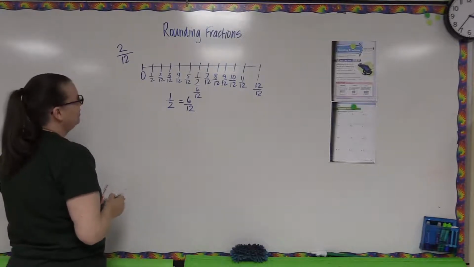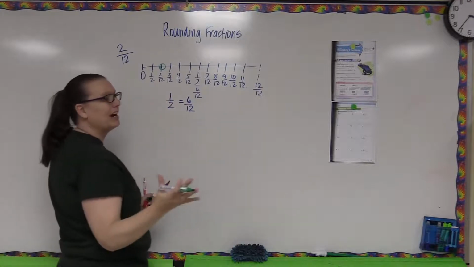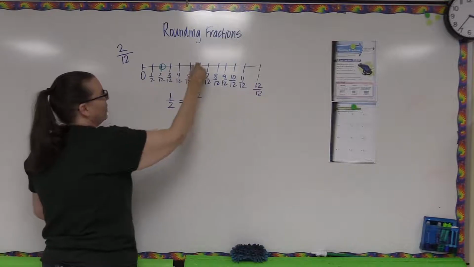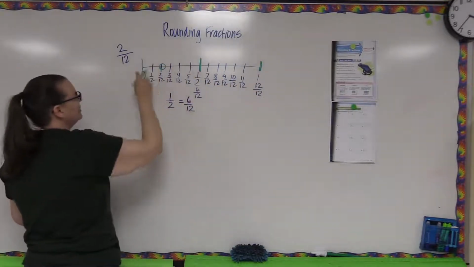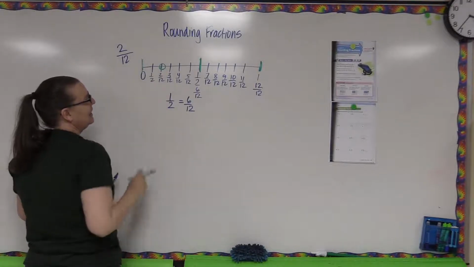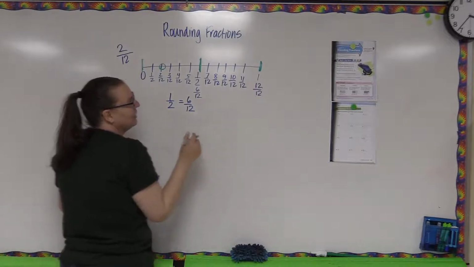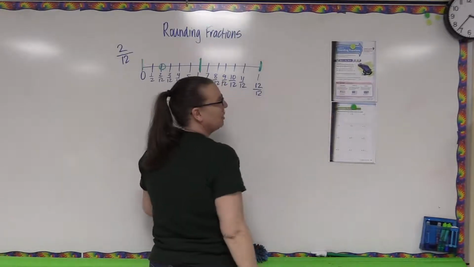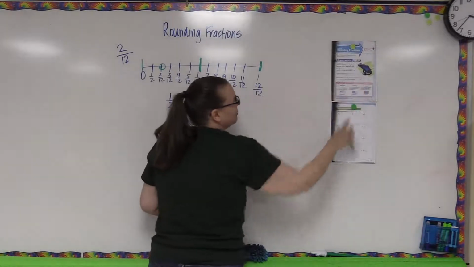So if we're looking at this number line and we need to go to 2/12, here it is. By graphing it on a number line, we can see, is it closer to 0, which is over here, 1/2, which is here, or 1, which is here. Well, just looking at this fraction, we can see that 2/12 is only 2 spots away from 0. So when it says which number, 0, 1/2, or 1, is 2/12 closest to, it's closest to 0. So here on your paper, you're going to put the 0 in.